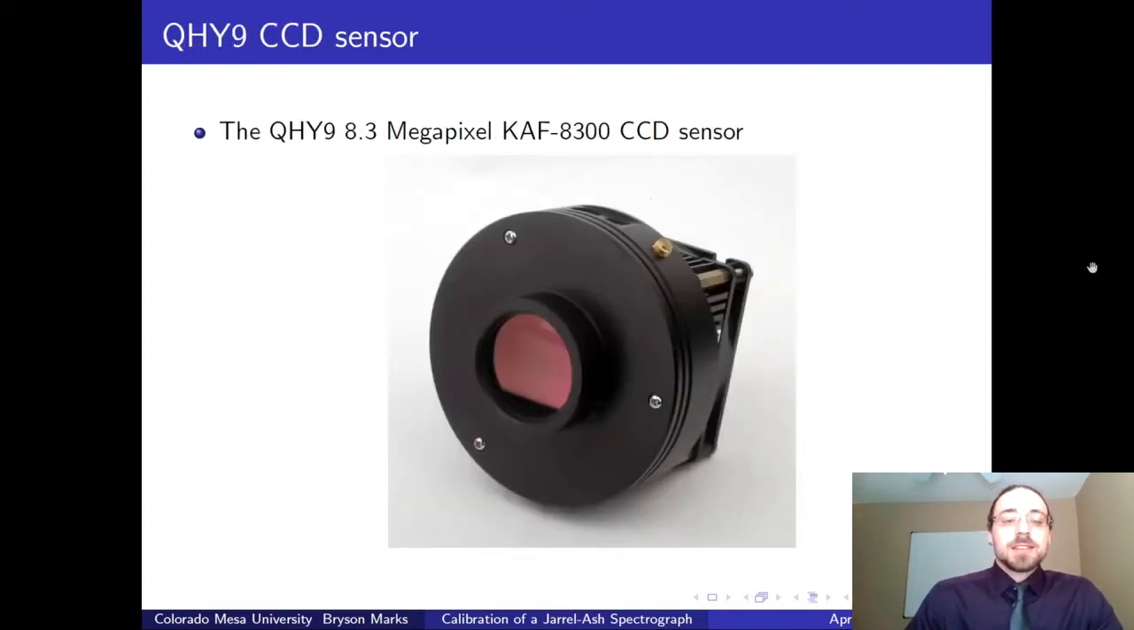And we also have this QHY9 8.3 megapixel CCD or charge coupled device sensor. And how the sensor works is photons will enter this sensor through the entry portion here. They'll make contact with the detector that is inside and deposit a charge. That charge is then converted to an intensity value at that pixel location.